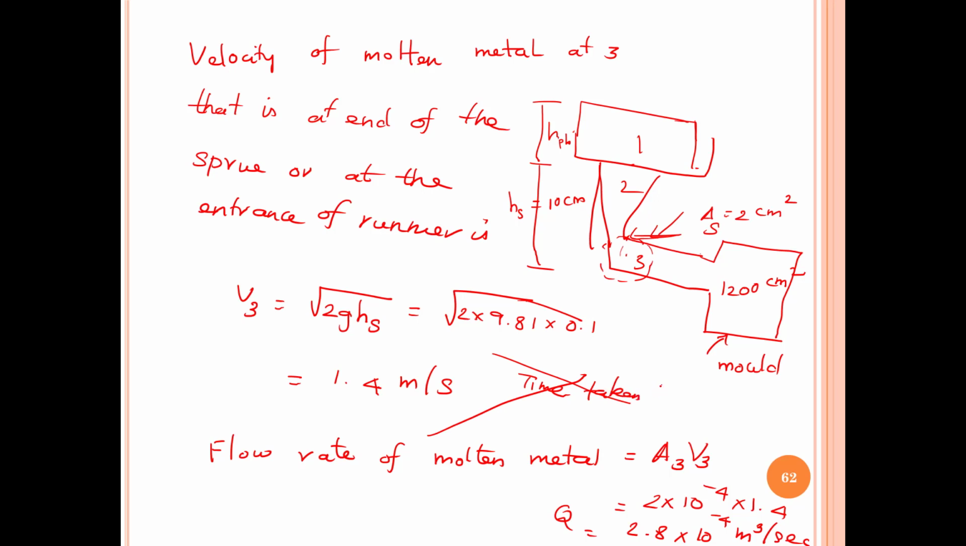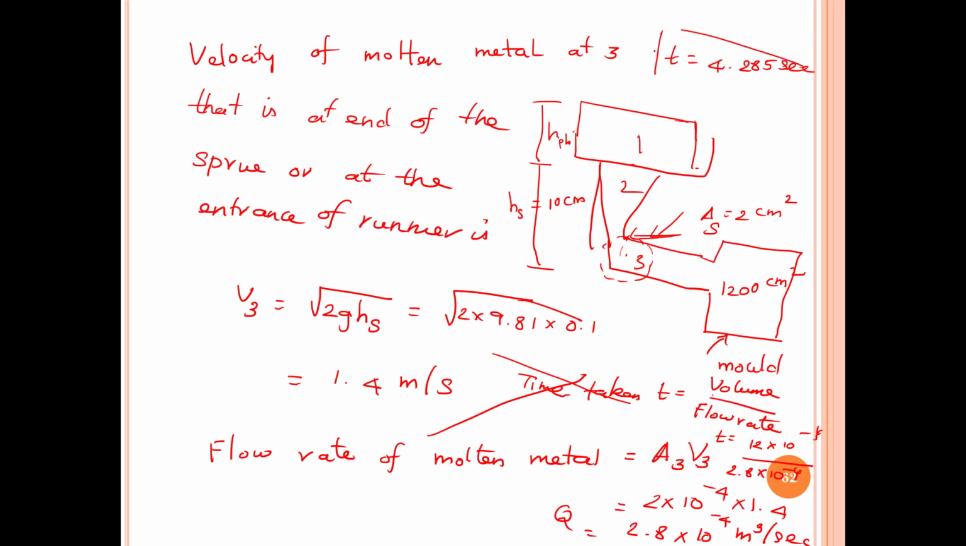Time taken T equals volume divided by flow rate. So the volume of the mold is 12 into 10 power minus 4, divided by the flow rate, which is 2.8 into 10 power minus 4. So we are getting T as 4.285 seconds.